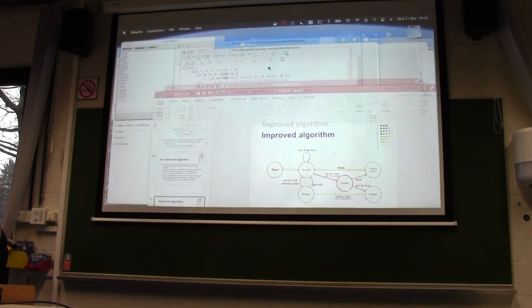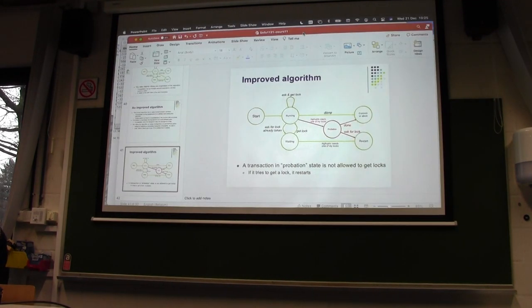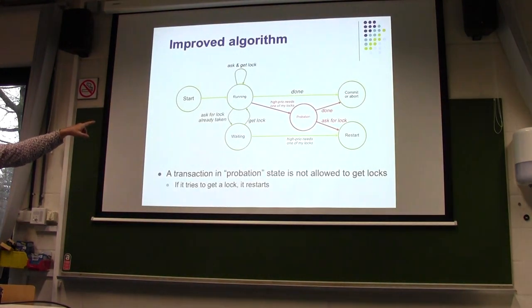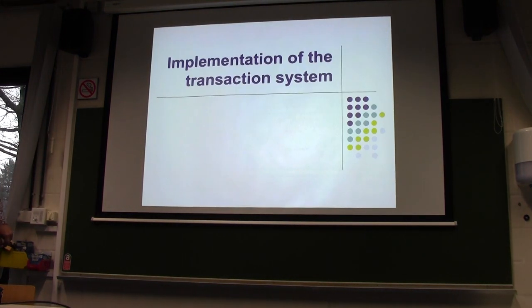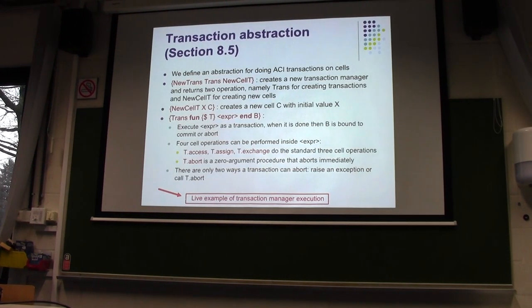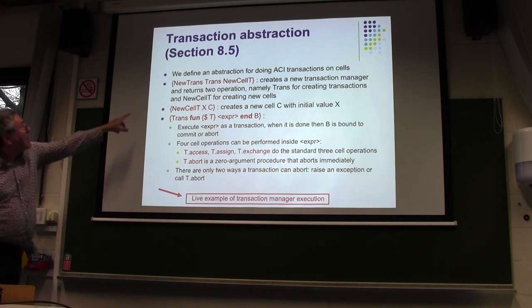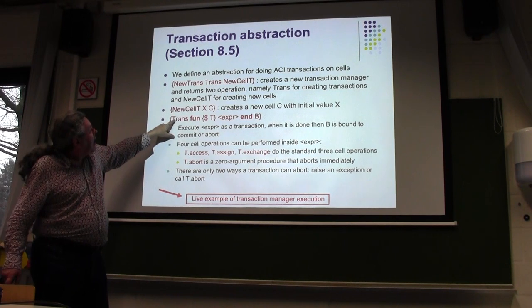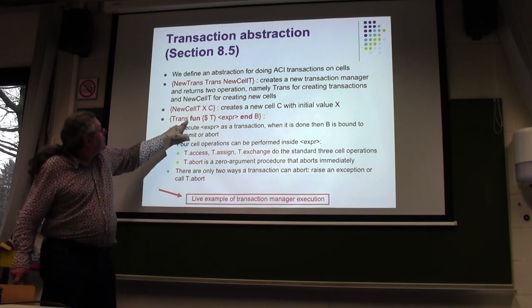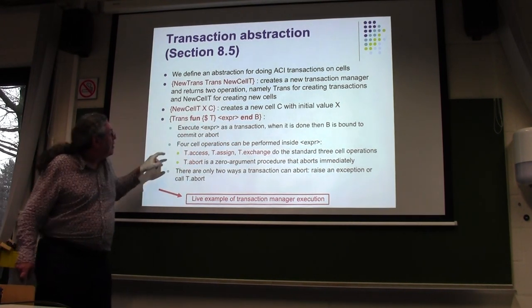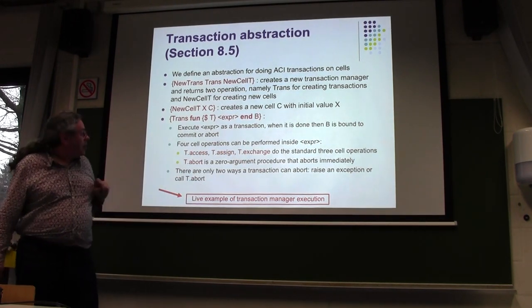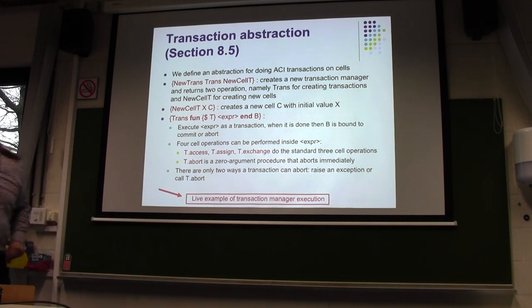So that's the transaction manager running. It's running this exact algorithm, what I'm showing you here. And let me just very quickly go, I'm not going to give you the whole code. So basically, I have new trans, and it has the creation of a cell, and I can execute a transaction here, and I have four operations: access, assign, exchange, and abort. And I gave you an example, okay?